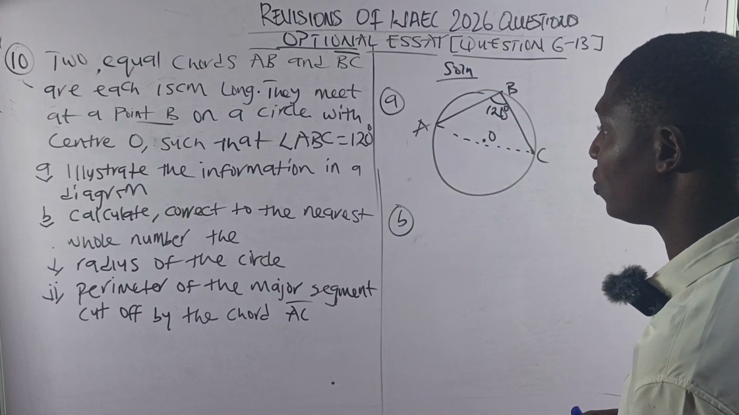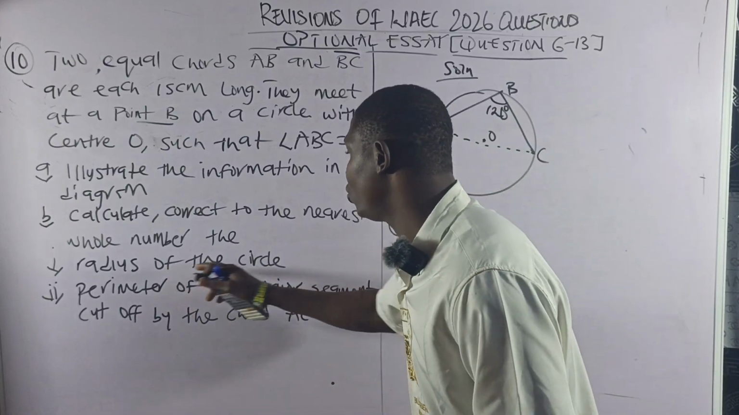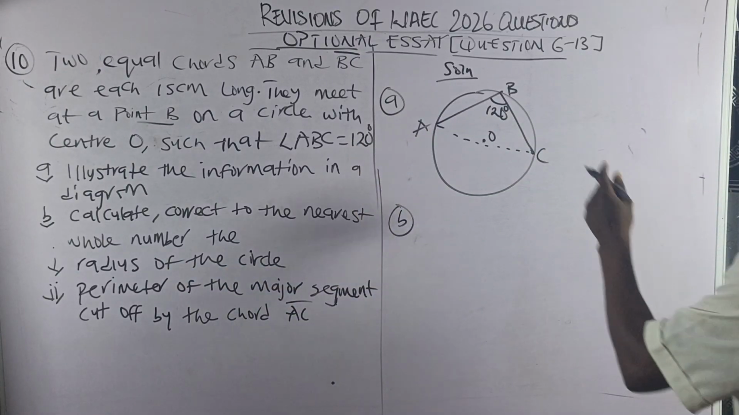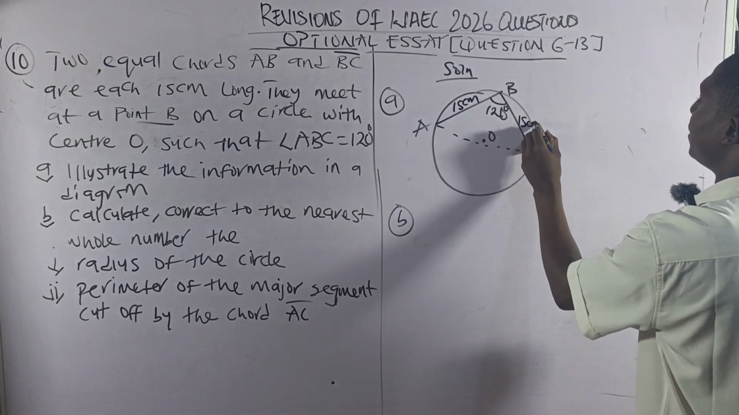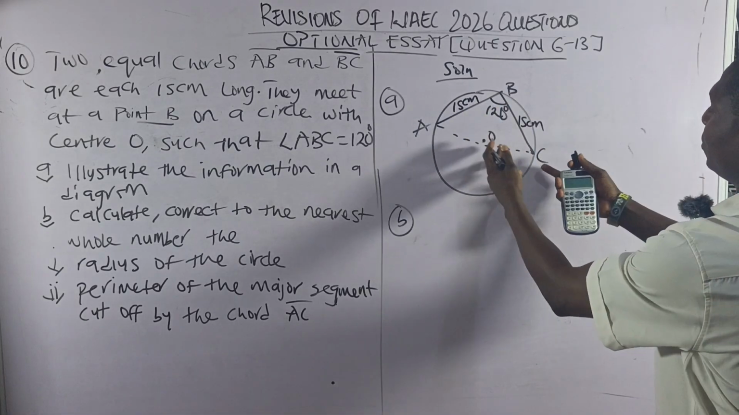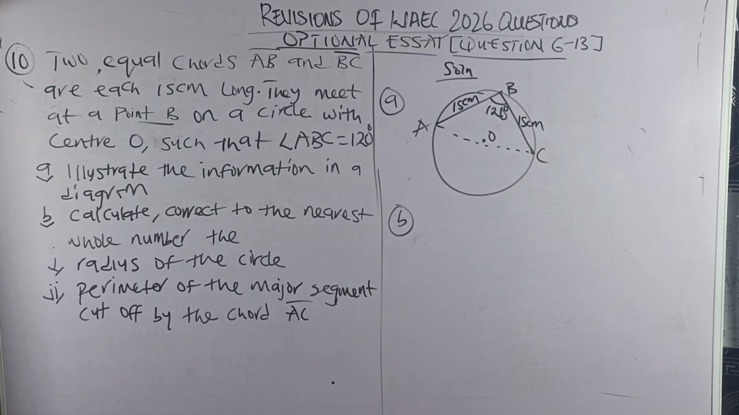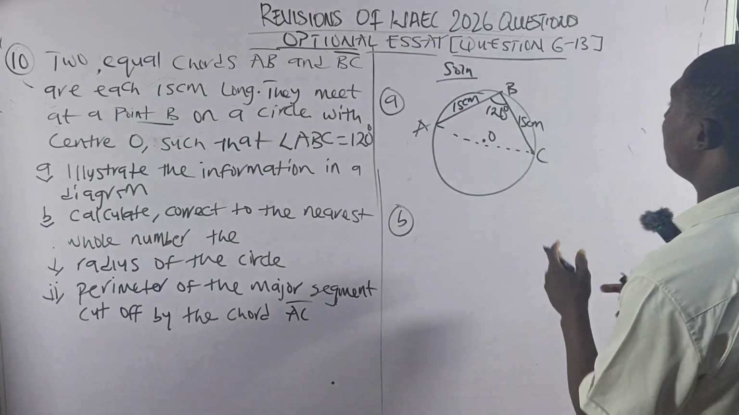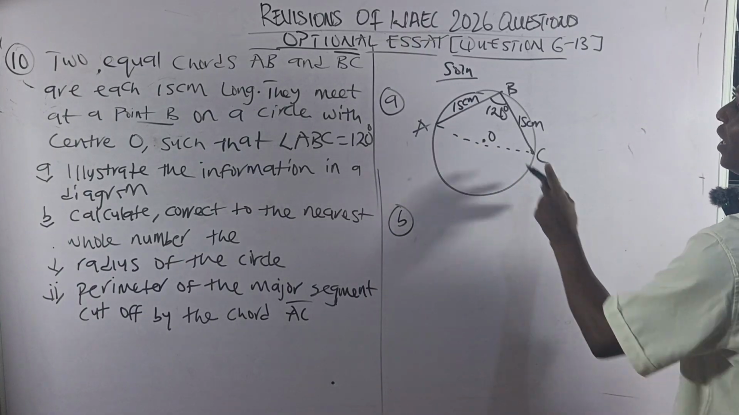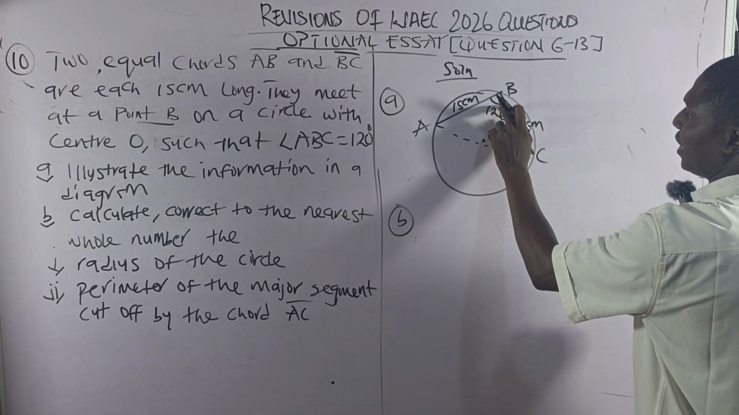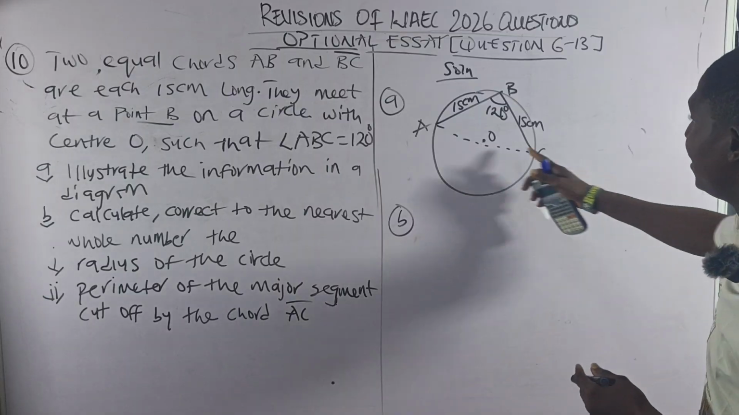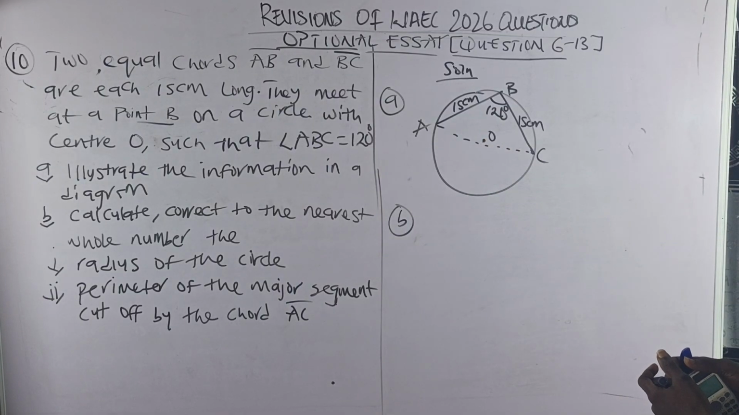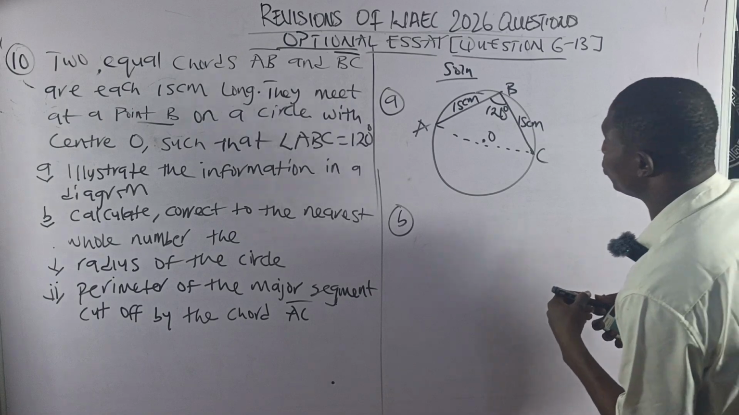Now B says calculate correct to the nearest whole number, the radius of the circle. Let's tackle the radius of the circle first. But remember, AB is 15 cm and BC is equally 15 cm. So this I can say is an isosceles triangle, since the two sides are equal. Now, to get our radius, remember AC is not a diameter. Why? Angle ABC is not 90 degrees. If it was 90 degrees, then we would say that length AC is a diameter. So let's get our AC first.